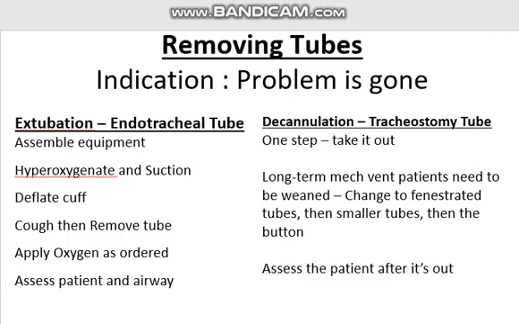Decannulation, which is done with a tracheostomy tube, is one step, just take it out. However, long-term mechanical ventilation patients need to be weaned, in which case start by changing to fenestrated tubes, then smaller tubes, then the button, and assess the patient after it's out.